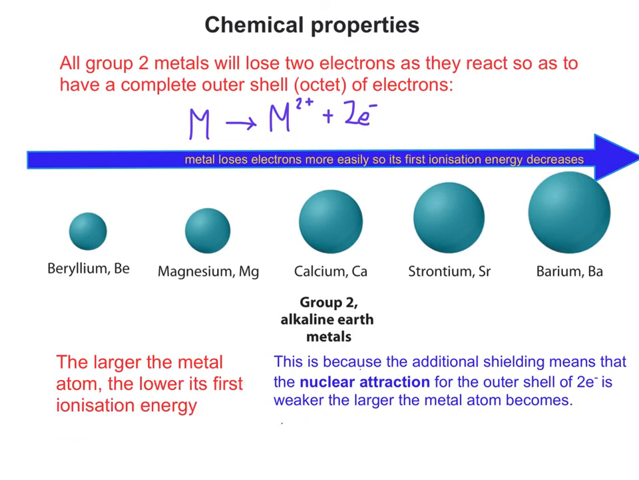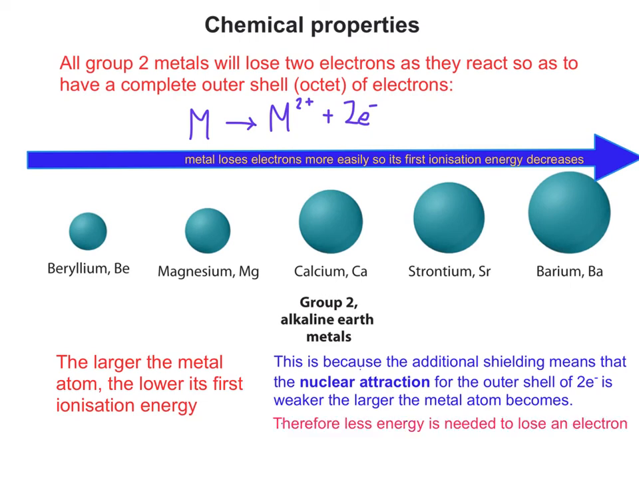So another trend is the first ionization energy decreases as you go down the group. So again, going from beryllium down to barium, the additional shielding means the nuclear attraction for the outer shell of 2 electrons is weaker the larger the metal ion becomes.